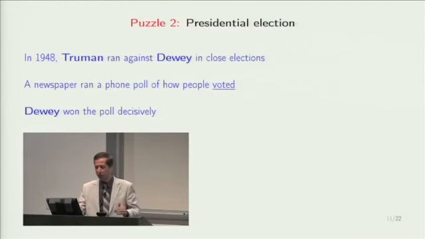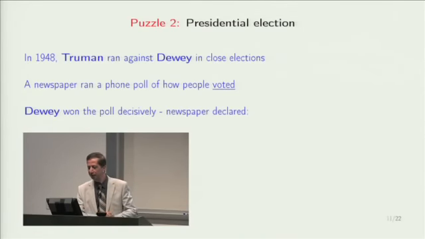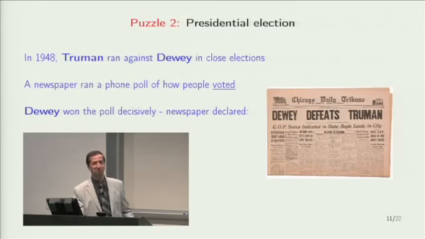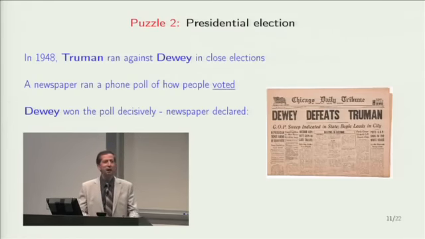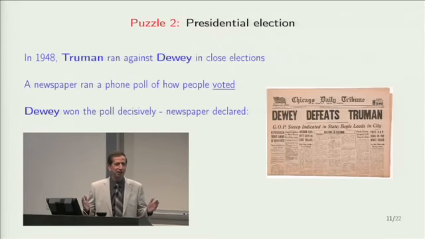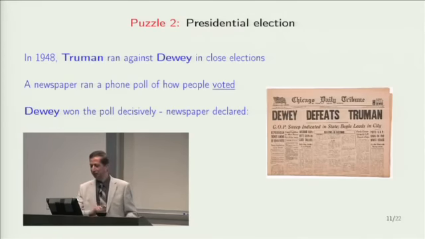And the result was so obvious that they decided to be the first to break the news, and they printed their newspaper, declaring, great, so Dewey won. What happens when someone wins an election? They have a victory rally. So let's look at the victory rally.